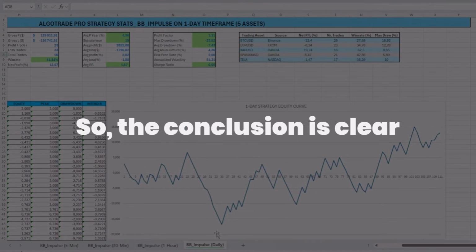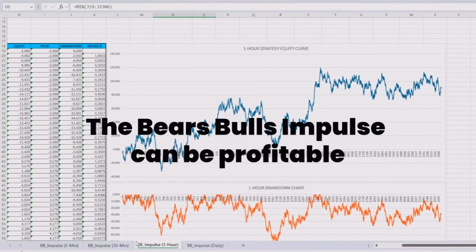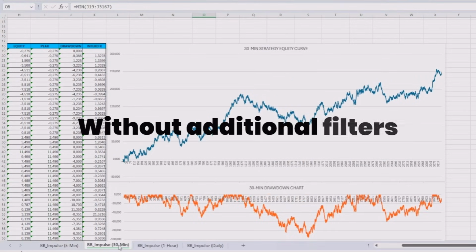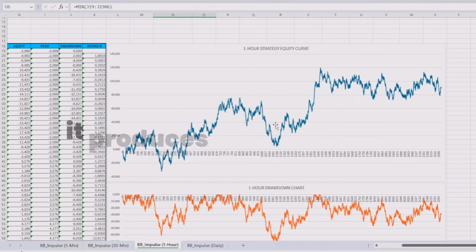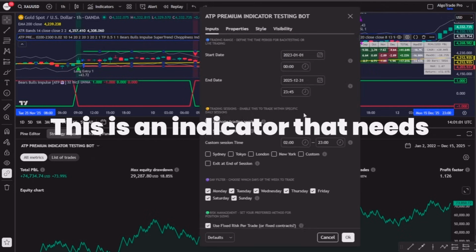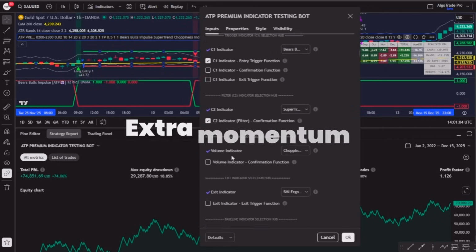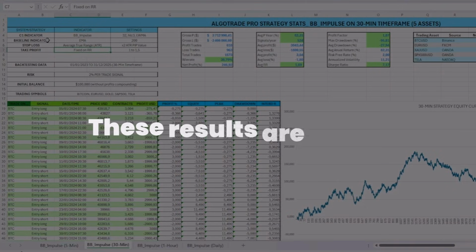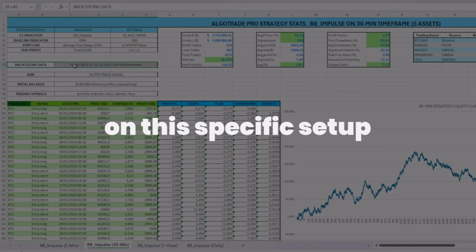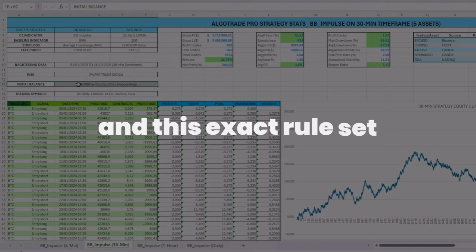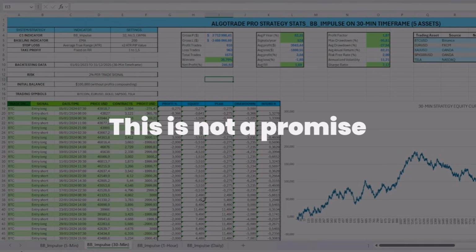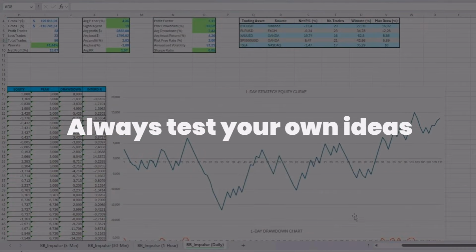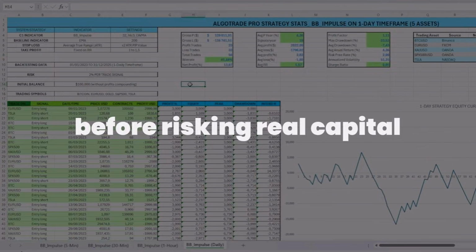So the conclusion is clear. The Bears Bulls Impulse can be profitable, but it's not robust on its own. Without additional filters, it produces unstable equity and deep drawdowns. This is an indicator that needs extra momentum and volume confirmation to become truly tradable. A quick disclaimer, these results are based on this specific setup, this specific period and this exact rule set. This is not a promise of future performance and it's not financial advice. Always test your own ideas before risking real capital.